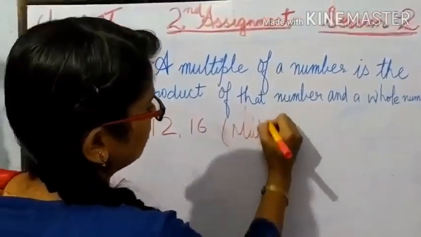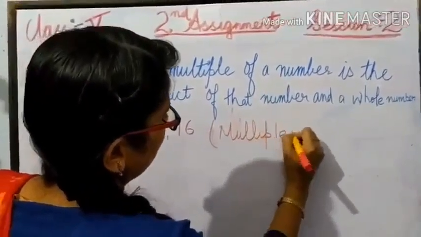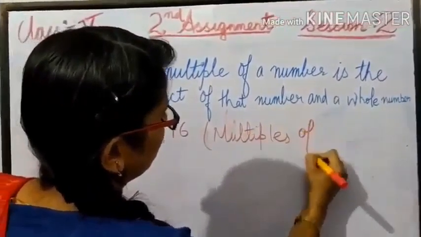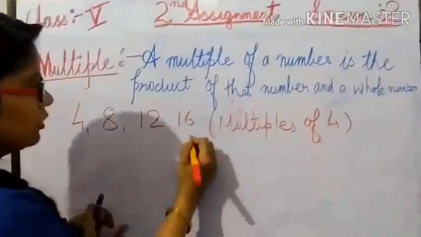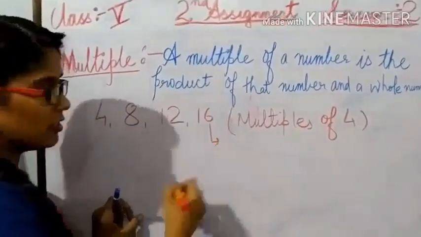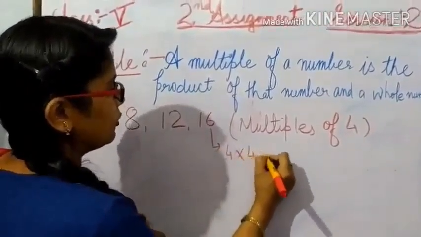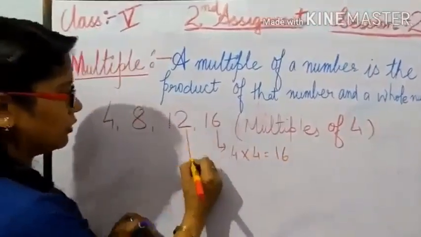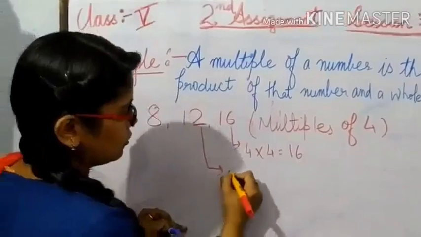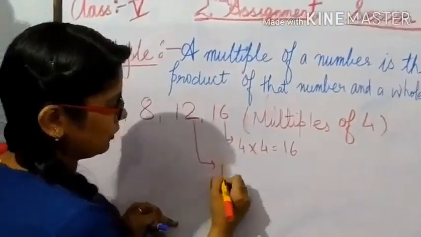Multiples of 4. How? You can see, children, 16 comes in the table of 4 four times. So you can see 4 into 4 equal to 16. Now I am taking 12. So 12 comes in the table of 4 three times.